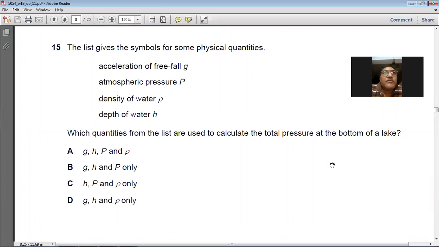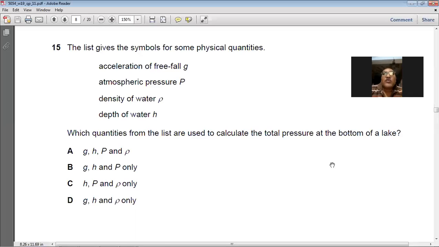The list gives the symbols for some physical quantities: acceleration of free fall g, atmospheric pressure capital P, density of the water rho, depth of the water h. Which quantities from the list are used to calculate the total pressure at the bottom of the lake? When we calculate the pressure at the bottom of a lake, we calculate two pressures. One is the atmospheric pressure, capital P, plus the pressure due to the water, which is rho g h.